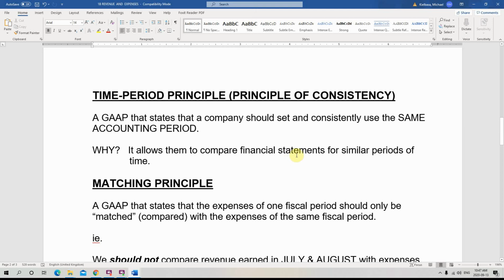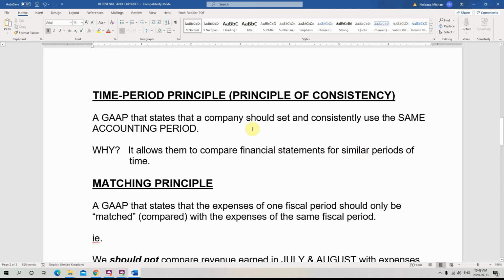okay? Because if one financial statement is 1 month long and then the next financial statement is 3 months long, it's hard to compare those two financial statements. So if you're going to pick a month, always use a month. If you're going to pick a year, always use a year.